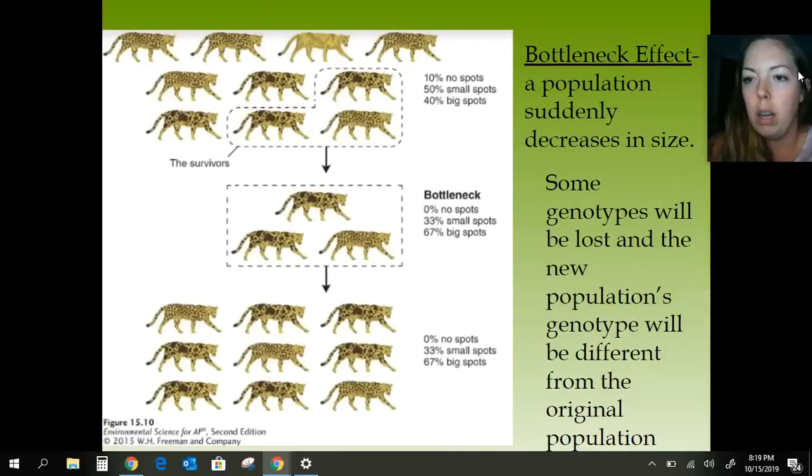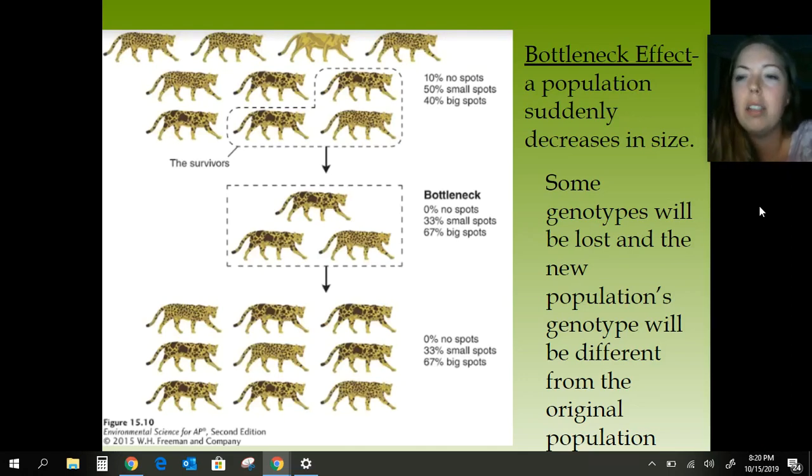Let's go. Okay, let's talk about the bottleneck effect. This one's pretty simple. Basically, this is a drastic reduction in the size of a population. We call it the population bottleneck. Literally just think of a bottle, like a 2-liter bottle that you're holding upside down. Something happens to a population and a whole bunch of the organisms in the population die.